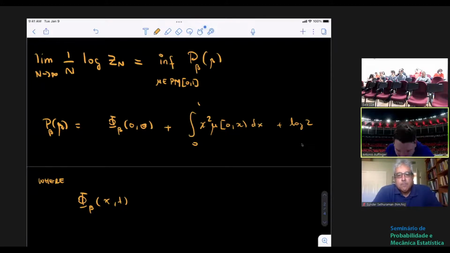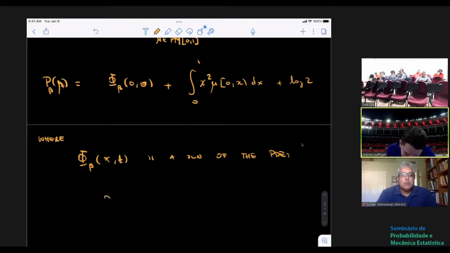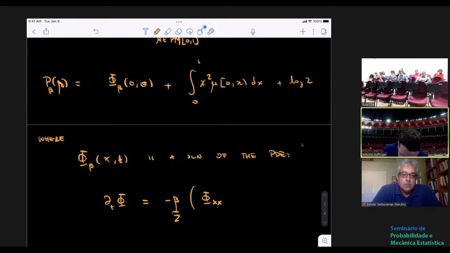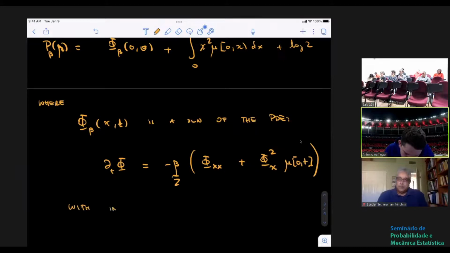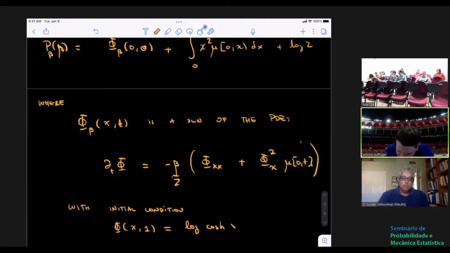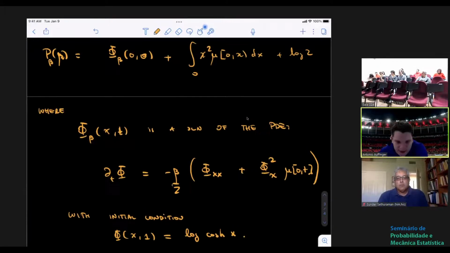What is this equation? This function phi solves a PDE. It is a solution of the PDE given by phi t equals minus beta over 2 phi xx, so far just the heat equation, plus a nonlinear term, phi x squared times mu, with initial condition phi of x at 1 equal to log cosh of x.